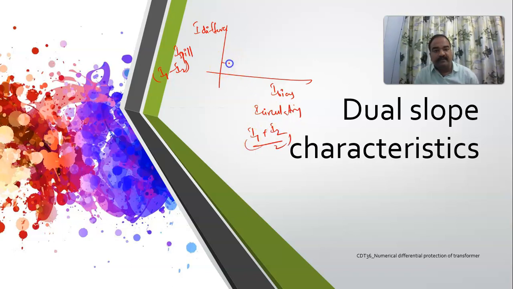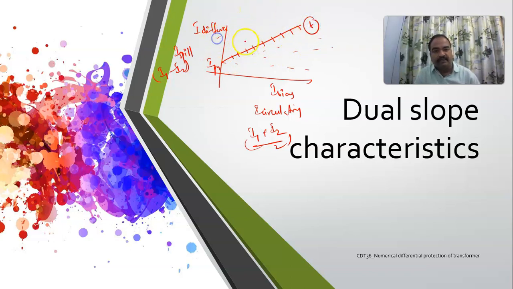So there will be a minimum pickup value, and there will be a bias setting also. So the slope between these two will be like this. Based upon this K value, this characteristic will be changed. So now I have taken this for some K value.